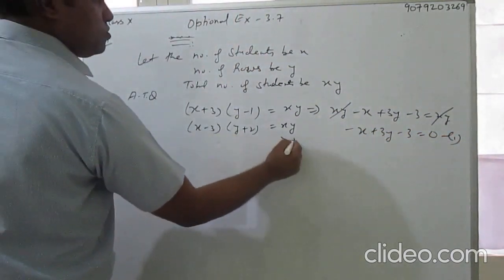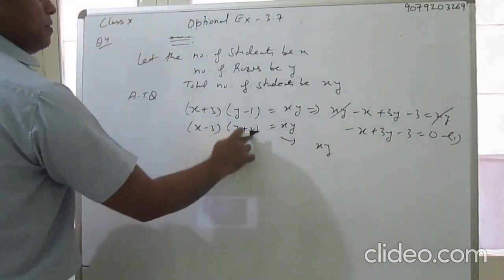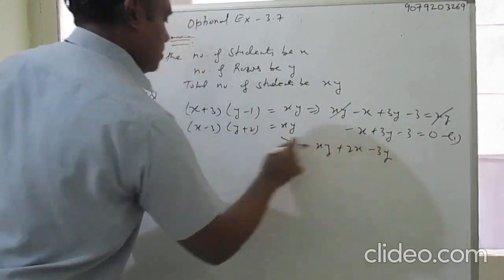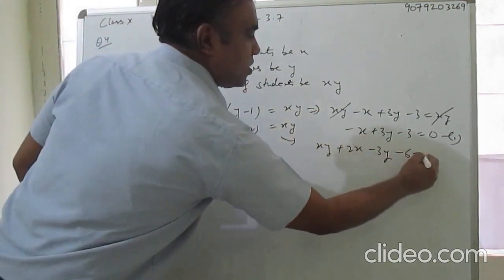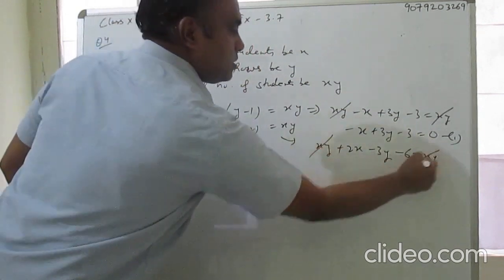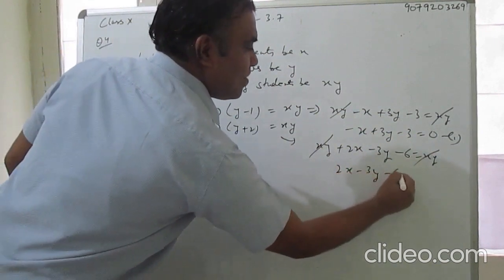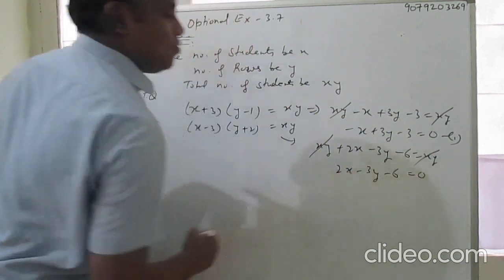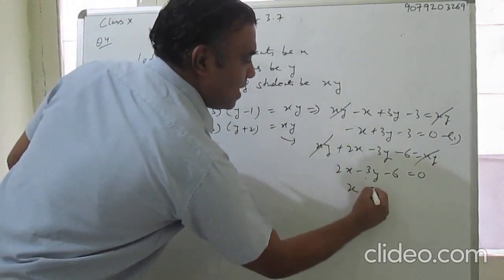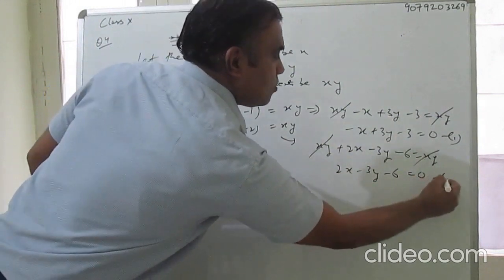Now solve this. xy plus 2x minus 3y minus 6 is equal to xy. This is cut. Now the equation is 2x minus 3y minus 6 is equal to 0. Now if I divide this equation by 2, I will get x minus, no, it is not divisible. So it is equation number 2.